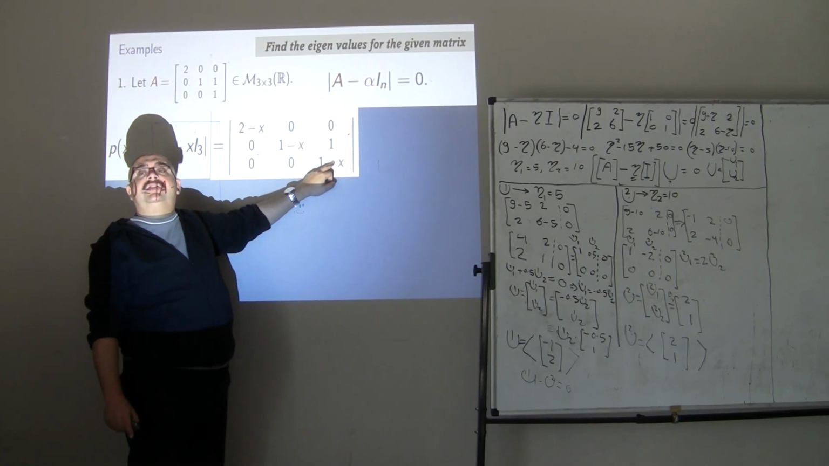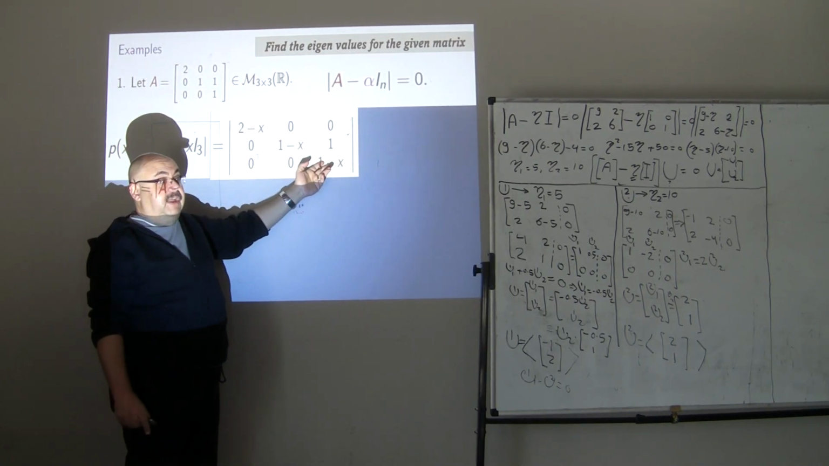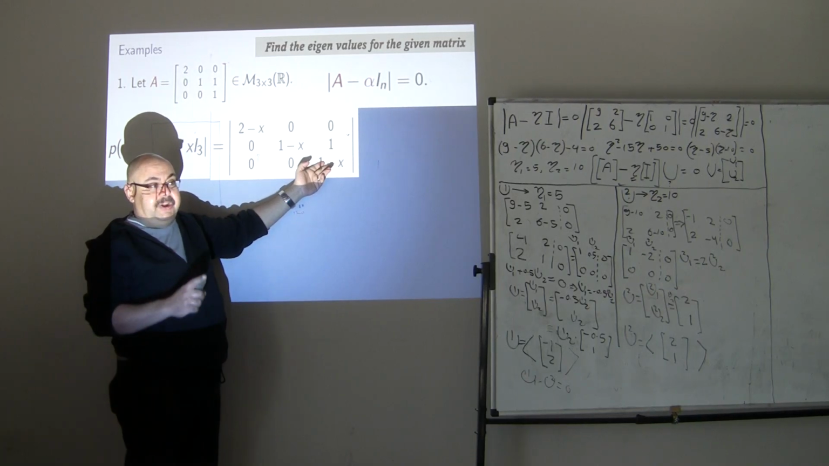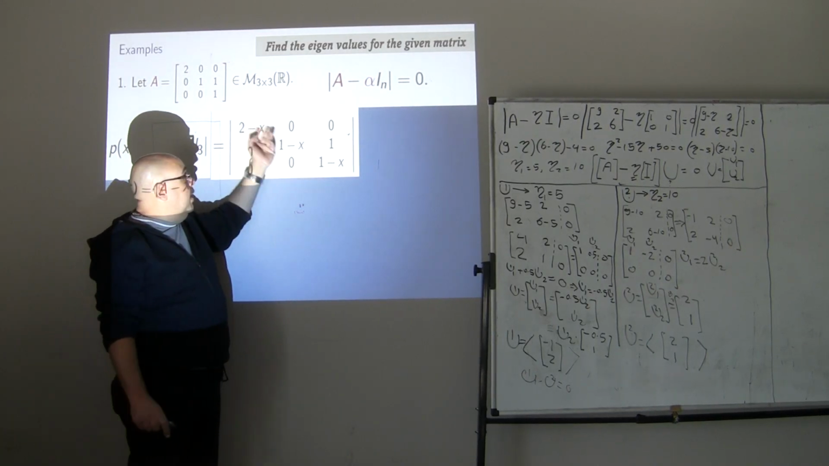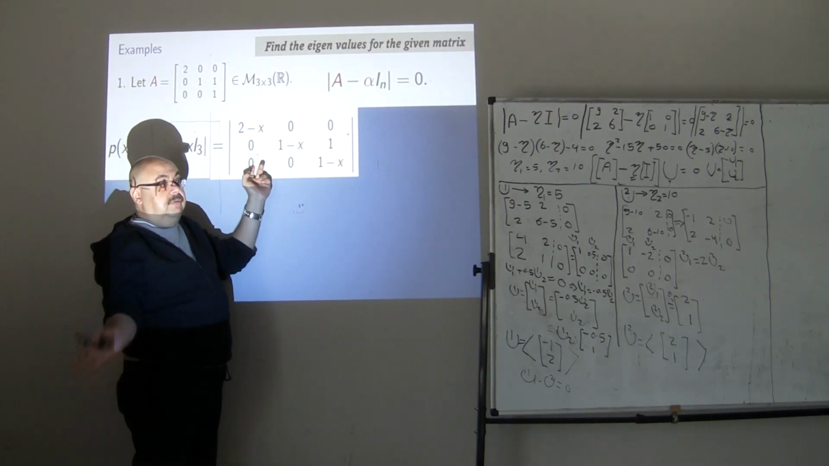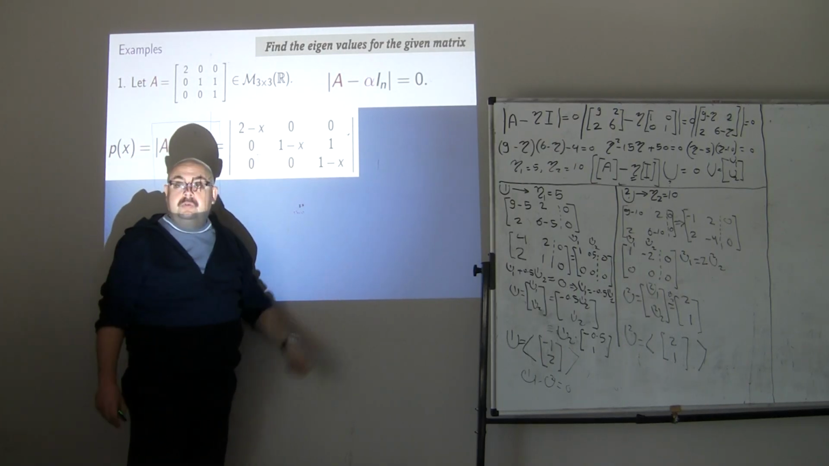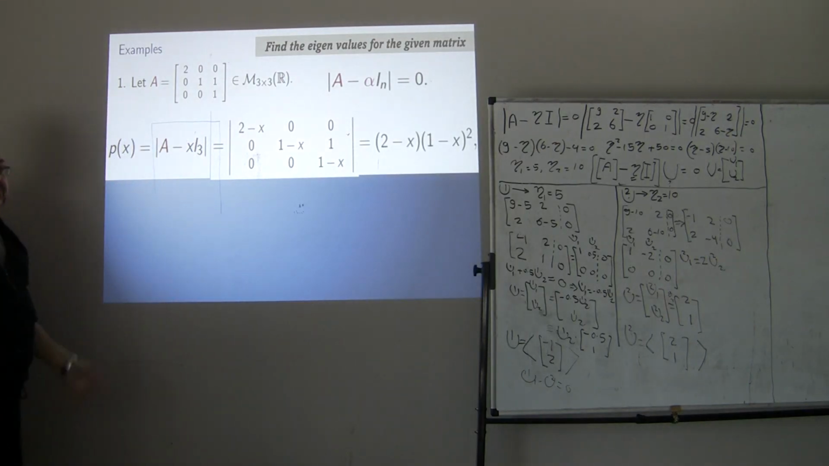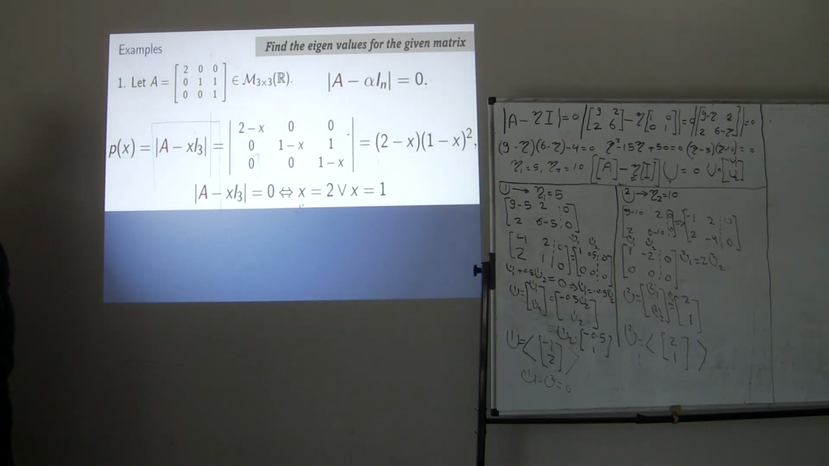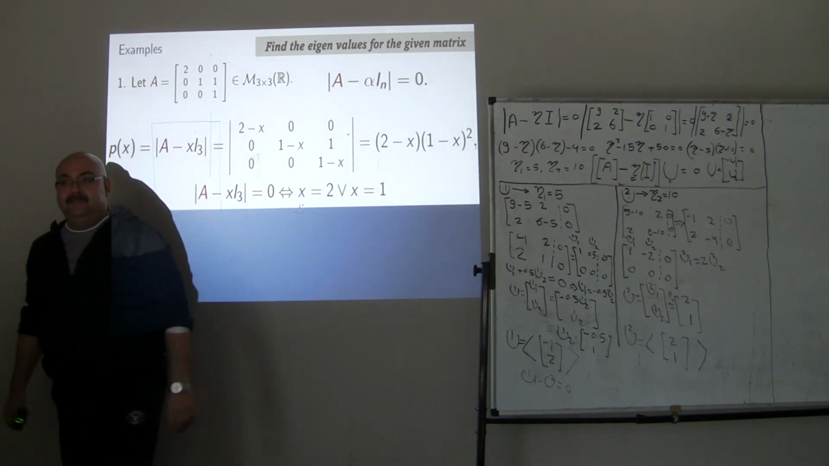Let's evaluate the value of this determinant using Sarrus's rule. Do you remember Sarrus's rule? Underline the elements of the principal diagonal, you will have 2 minus x times 1 minus x to the power of 2. Am I right? Then 0 times 0 times 0, 1 times 0 times 0, minus. This is 0, 0, 0. So the equation is very, very simple. That's the equation: 2 minus x times 1 minus x to the power of 2 is equal to 0. So the eigenvalues are x equal to 2 and x equal to 1. Are we right?